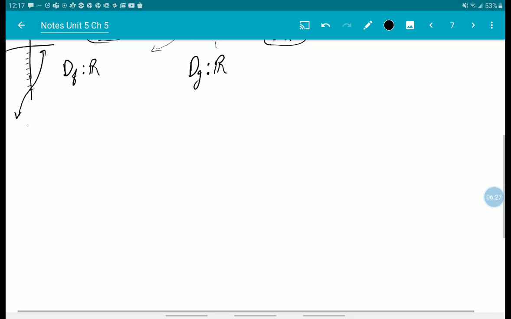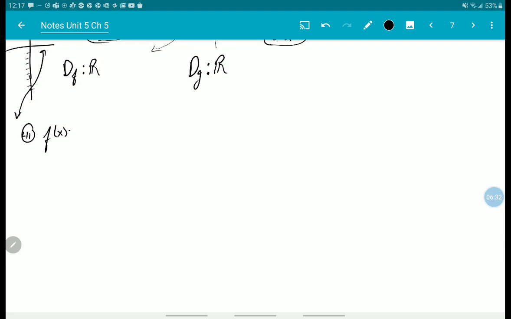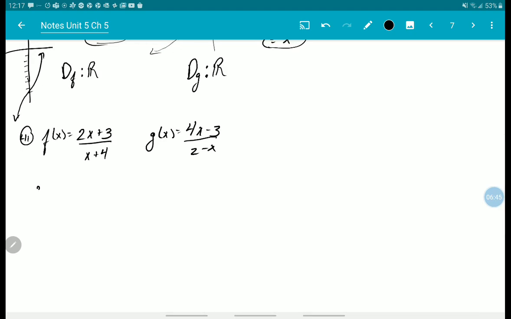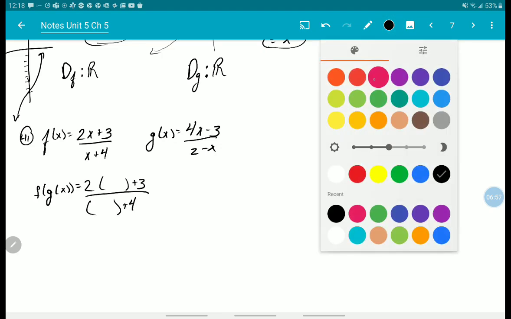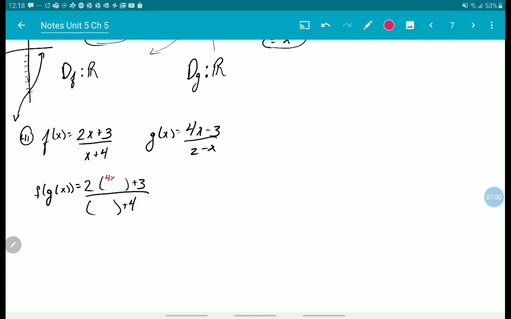Let's look at the next one. This one's going to be very interesting. Let's look at 41. We have f of x is equal to 2x plus 3 over x plus 4. G of x is equal to 4x minus 3 over 2 minus x. Let's form those composites first. Let's verify these guys are inverses. So we have 2x plus 3 over x plus 4. We are going to substitute in 4x minus 3 over 2 minus x.